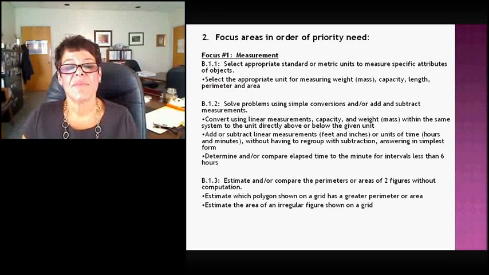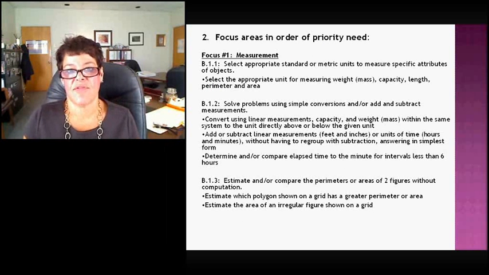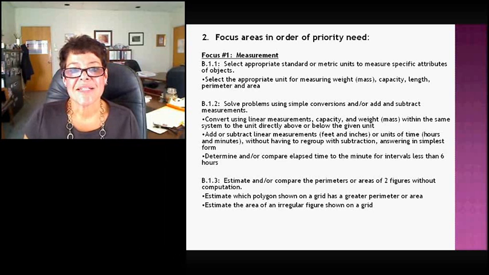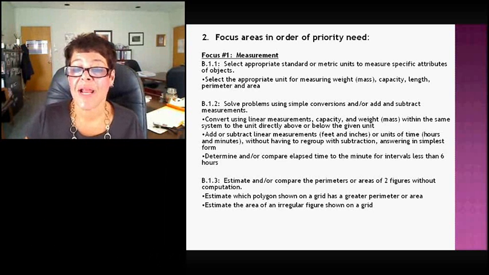Secondly, here are our focus areas. Again, we don't want to give up that measurement focus. We want to keep hammering that, again, because the skills that are assessed are so very different from what is assessed in 4th grade. The level of rigor is so much higher. So as you think about what measurement encompasses, we are looking at selecting the appropriate unit for measuring weight, capacity, length, perimeter, and area.